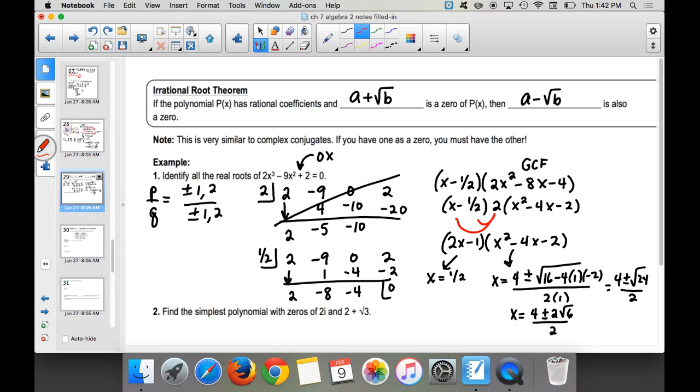Just in time for Valentine's Day. Our little heart. Remember our heart?